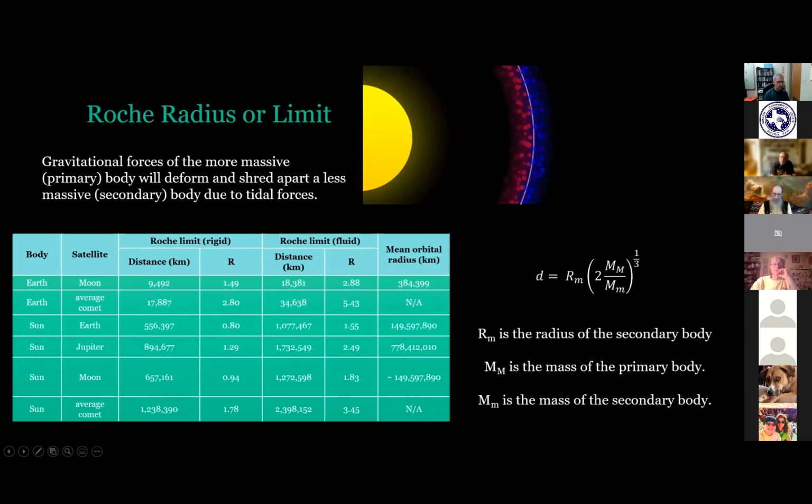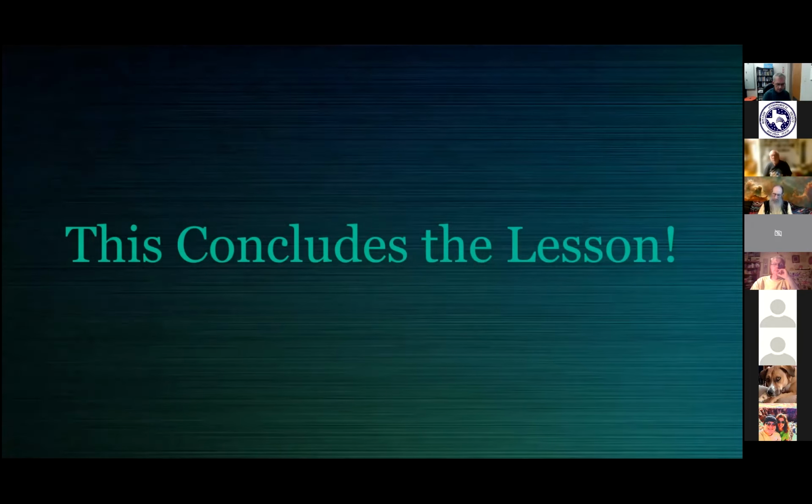And it's just a basic equation. You've got the mass of the primary body, the mass of the secondary body, and of course, the radius of the secondary body. So it all depends on the mass of the body, if it's completely liquid, completely solid, or somewhere in between. And that will dictate how close the lesser body needs to be towards the bigger body for it to be torn to shreds. And that concludes our lesson.